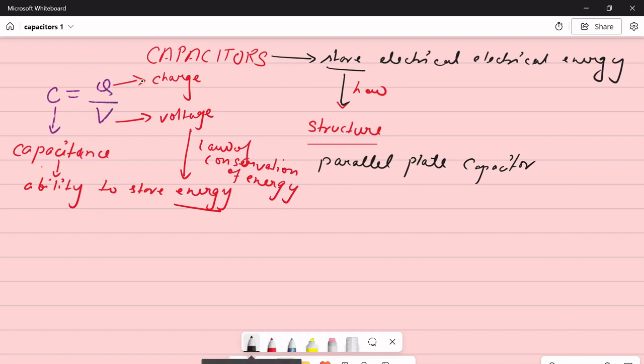We will also discuss in what form this energy gets stored inside it. So we'll discuss that. Right now, let us come back to the structure. Just give me a minute. Let me just do this line. So let us come back to the parallel plate capacitor.